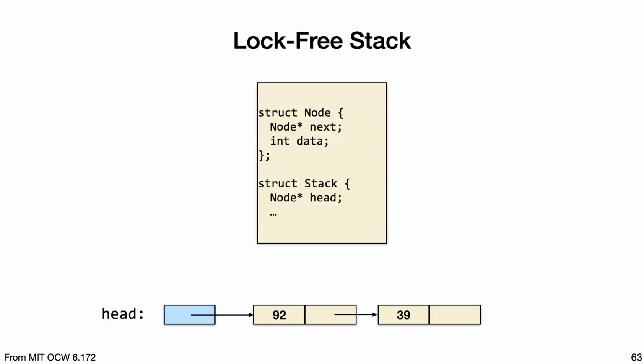So let's do a basic data structure, like a stack. In a stack, we have some node, and we just push and pop the node onto the head. This node has the structure, it's very simple. It has this next pointer and it has some data. And then the stack itself is just a pointer to the head. Then you can traverse the stack just by following next.